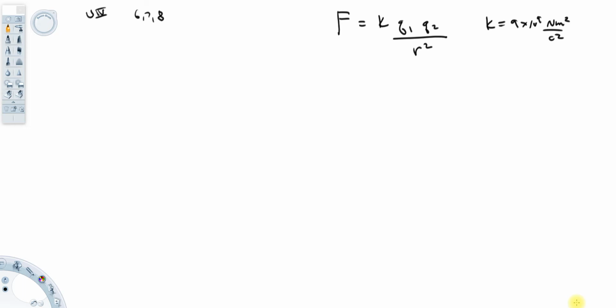I'm making this video to help you out with numbers 6, 7, and 8 in your Unit 4 homework. So these are problems about Coulomb's law. Let me talk a little bit about Coulomb's law.